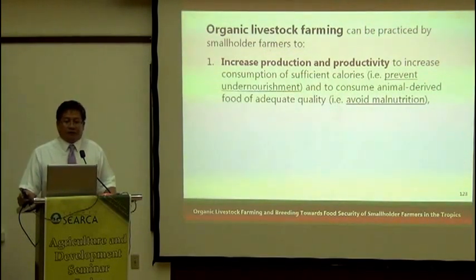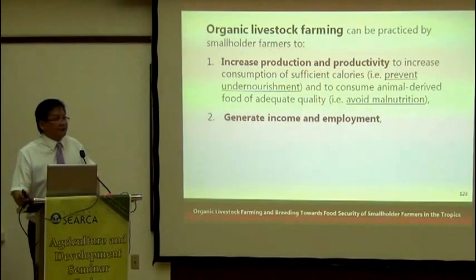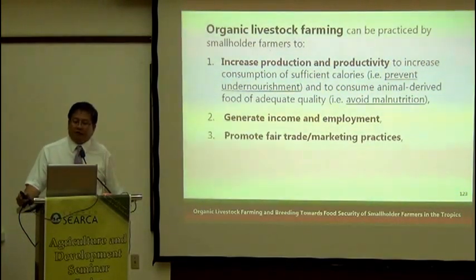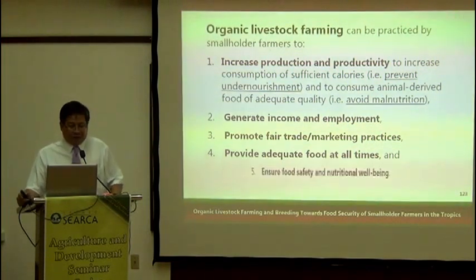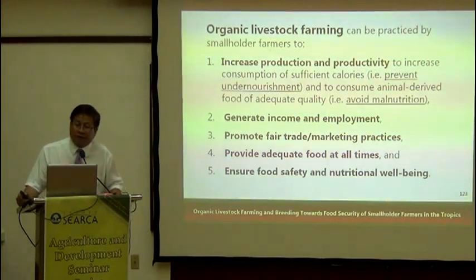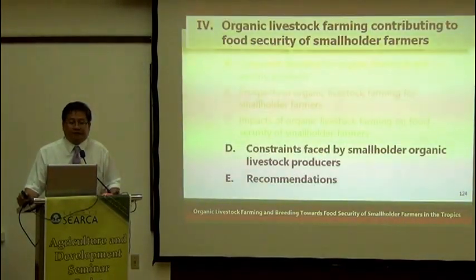For example, it could be used to increase production and productivity, and to generate income and employment. It could promote fair trade and marketing practices. It could provide adequate food at all times, and ensure food safety and nutritional well-being. In other words, it's really a tool to attain our objectives in food security.